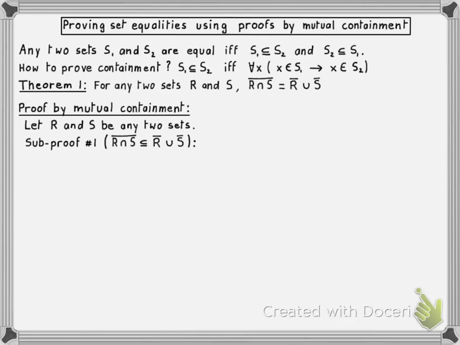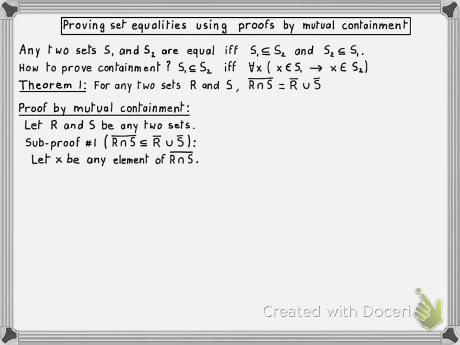So how do we do that? We use the definition of subset or containment. Let's assume that X is any element in the left-hand side, meaning the complement of R intersect S. And from there, we must prove now that X must belong to this right-hand side. And in this case, it's not really difficult.